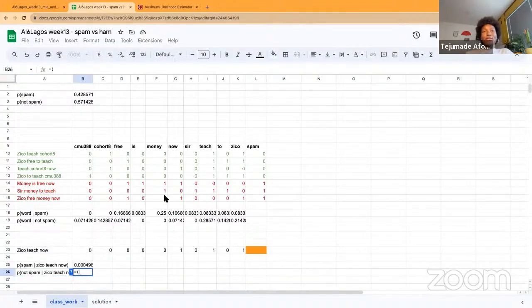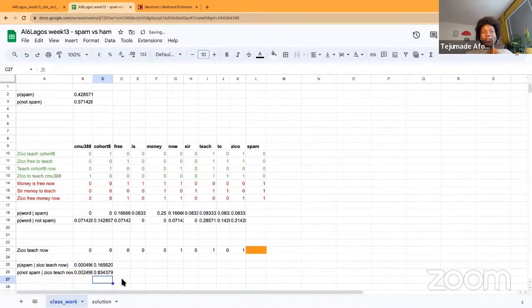Let's quickly do this. So now it is here times Zico times teach times not spam. So you have these two probabilities, which you can turn into a probability distribution. This will be this plus this, so this is now your final probability. I know it seems like I'm rushing through them right now, which is true, but we can always go back to it at some point when we have time. Sorry, this is not correct.